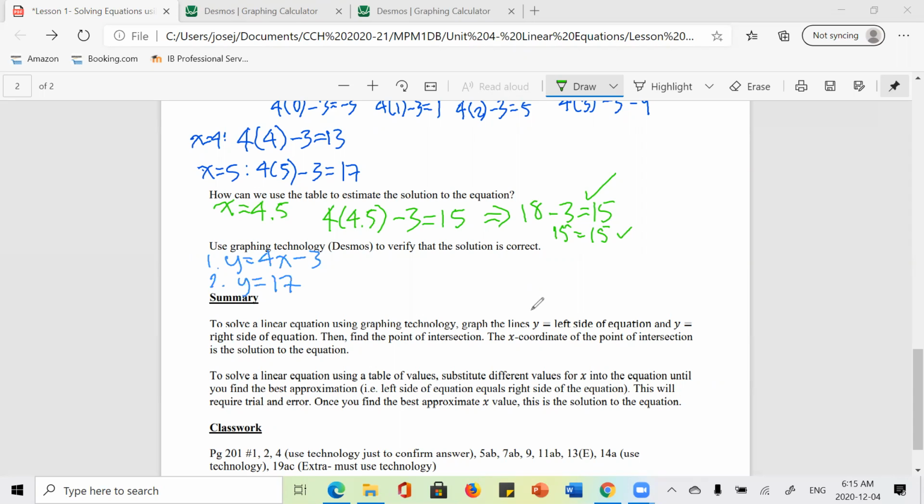We will actually get into solving these equations. We haven't done that yet, but that's our next step.